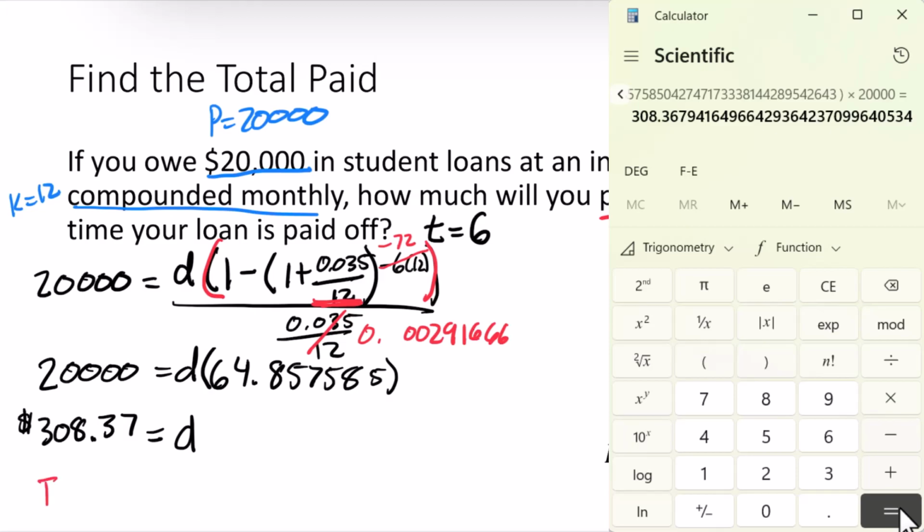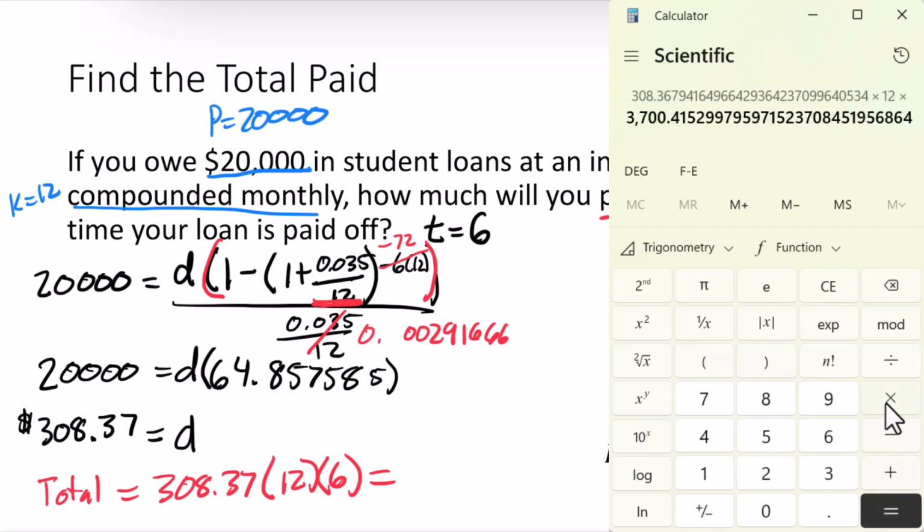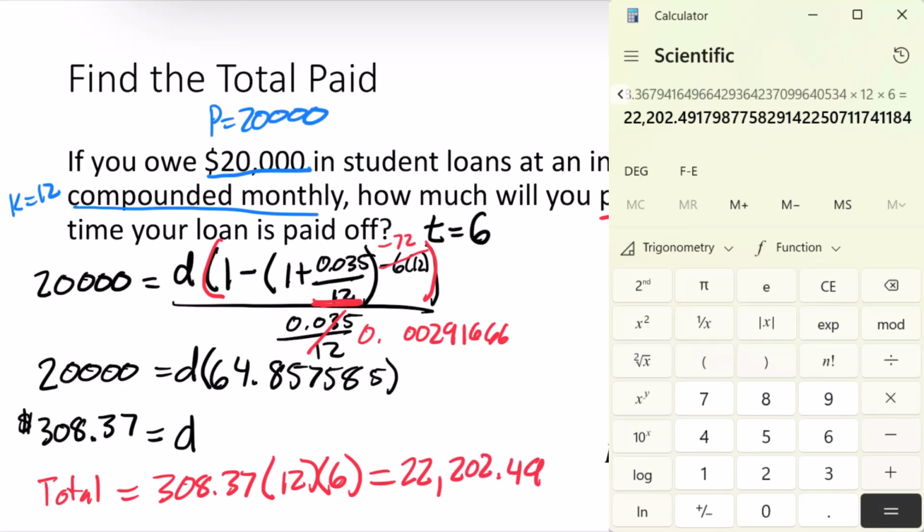And my total amount that I would end up paying is going to be that monthly payment times the number of months. So since there are 12 months in a year and we're doing this loan for 6 years, I would take this number and multiply by 12 and multiply by 6. And that would end up giving me $22,202.49.